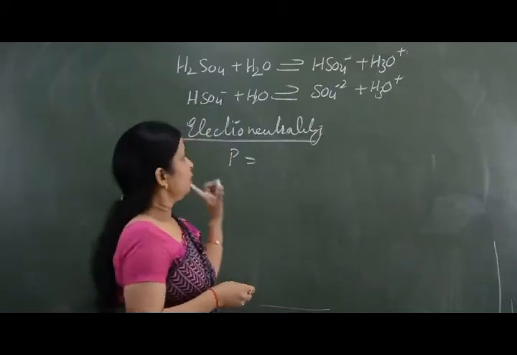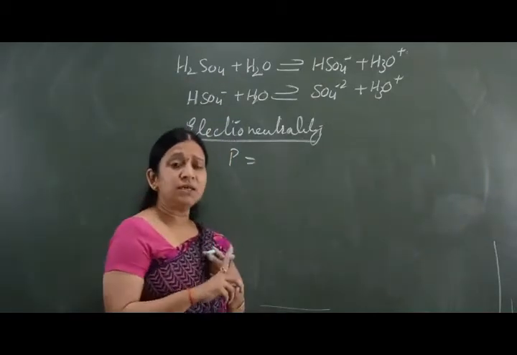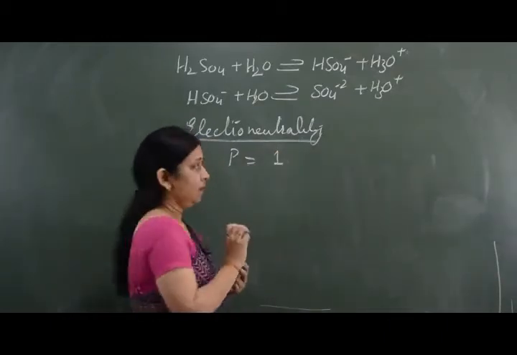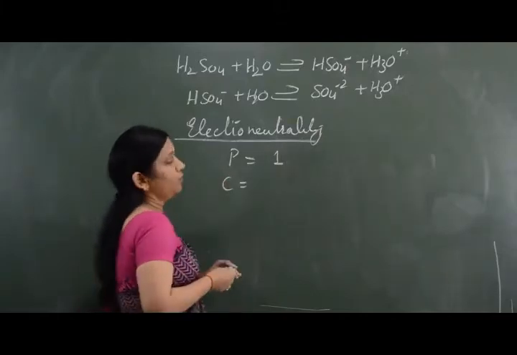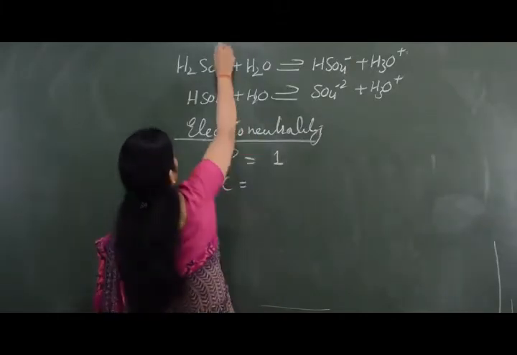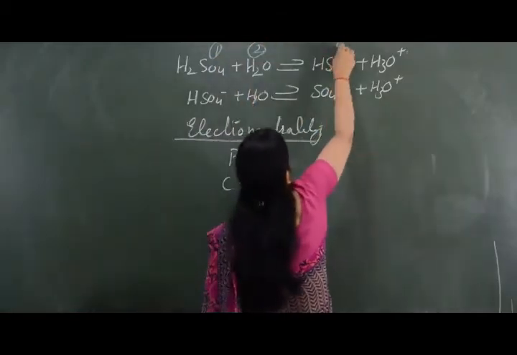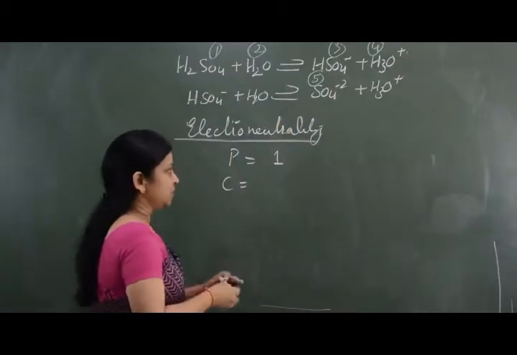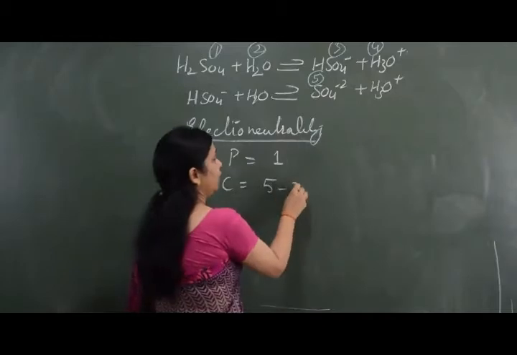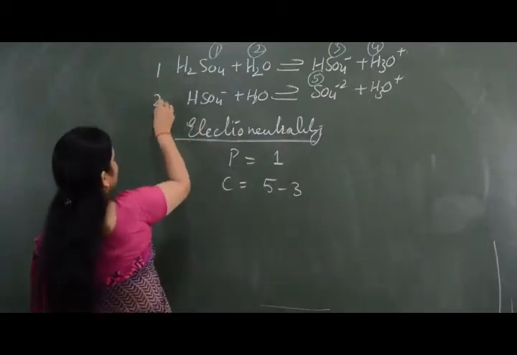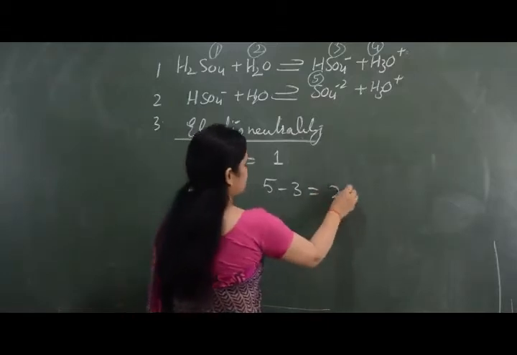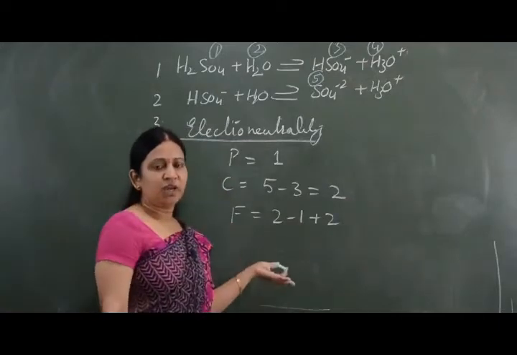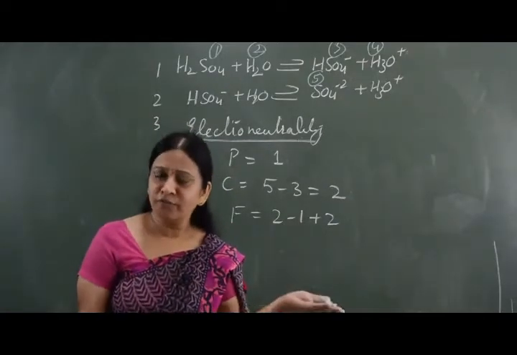If we calculate the number of phases here, sulfuric acid is completely soluble in water, so the number of phases is going to be 1 here. If we talk about components, we have to define the number of substances which are present: 1, 2, 3, 4 and 5. We have 5 substances, and how many equations are there? We have 3 equations, 1, 2 and 3. So it is 2, and accordingly we can calculate 2 minus 1 plus 2. This will give the degree of freedom.